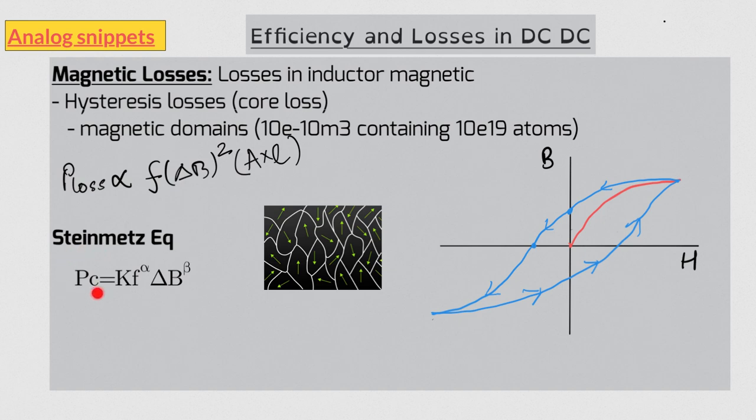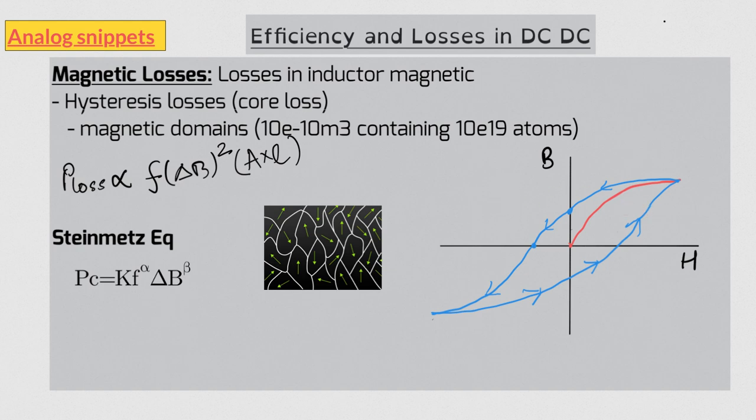Here, Pc is the total core loss, K, alpha and beta are the Steinmetz constants, f is the frequency of operation and delta B is the change in magnetic flux. Alpha is usually between 1 and 2 and beta is between 2 and 3. One point to note is that in a typical switching converter operation, B may not reverse direction in each cycle.